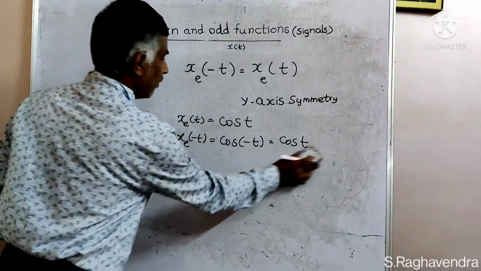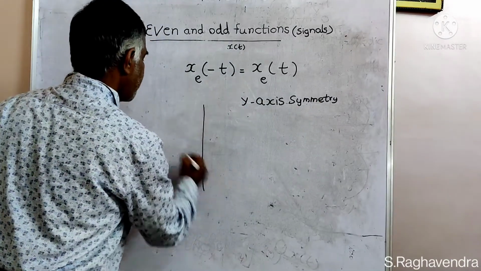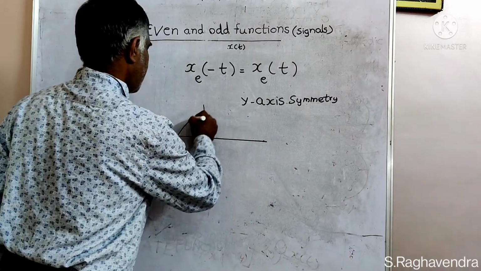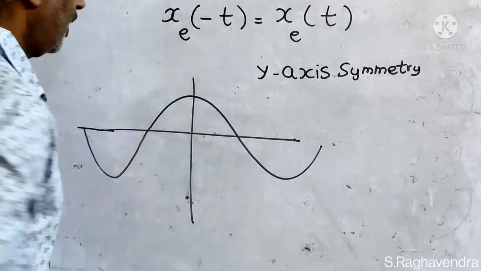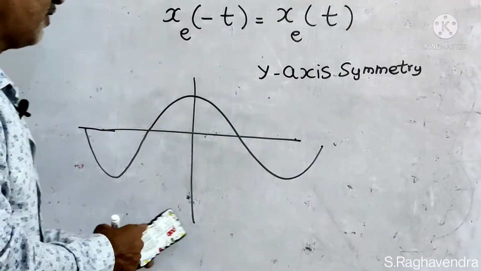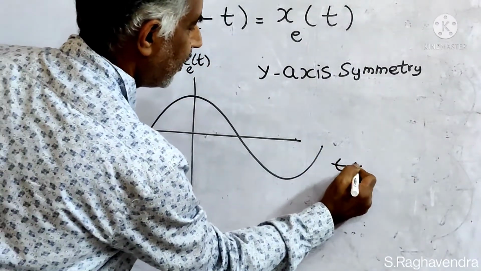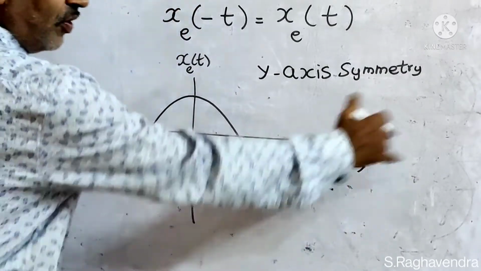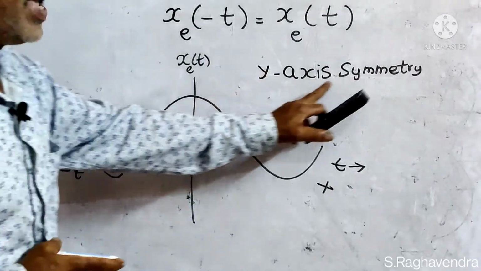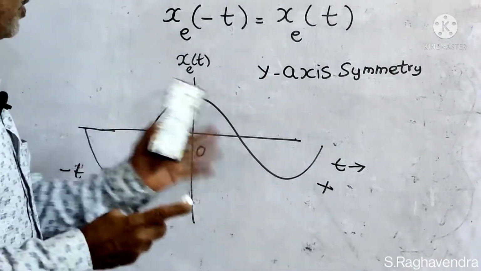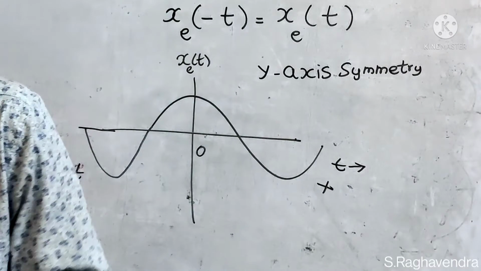I will sketch the waveform and I will explain what is symmetry. So if you sketch a cosine wave like this, this is xc of t, this is t. So these are positive values of t, these are negative values of t. This is called y-axis symmetry. The reason is you can fold this graph along this axis like this.